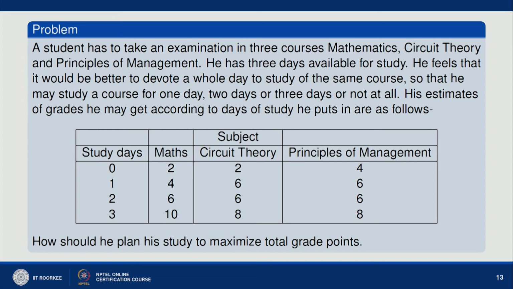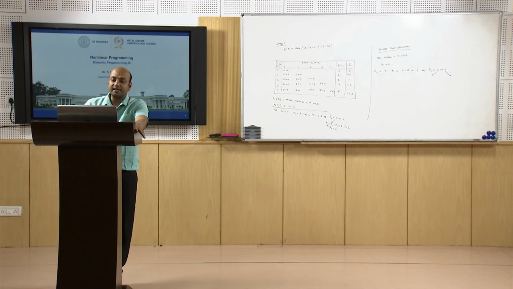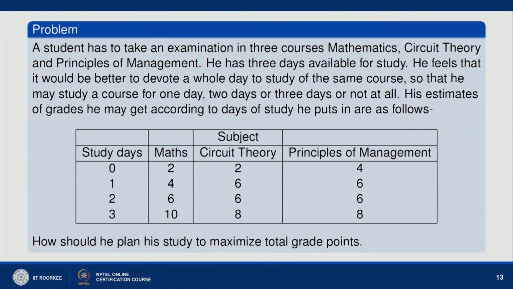His estimates of the grades he may get according to the days of study he puts in are as follows. Suppose he gives 0 days of study, no time, no day for mathematics. So, he will earn 2 credits in mathematics, similarly 2 in circuit theory and 4 in management.